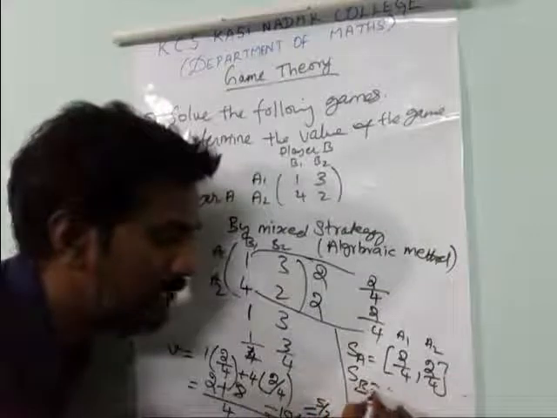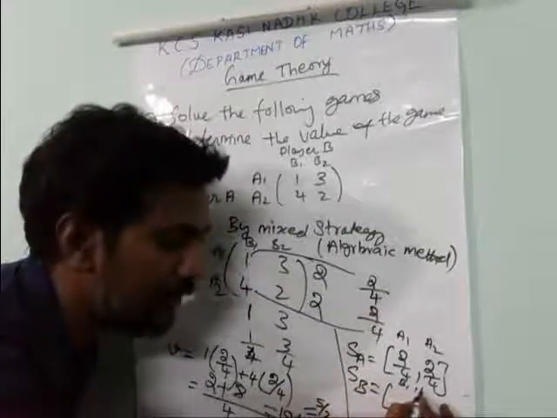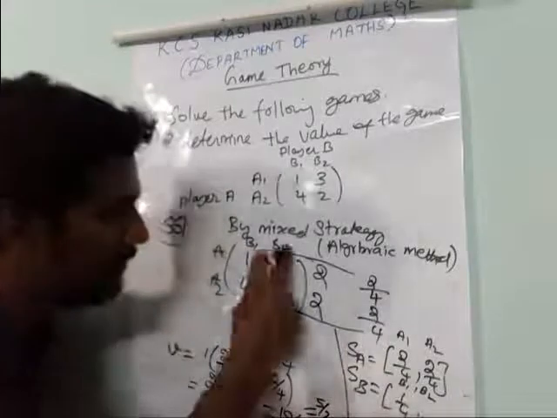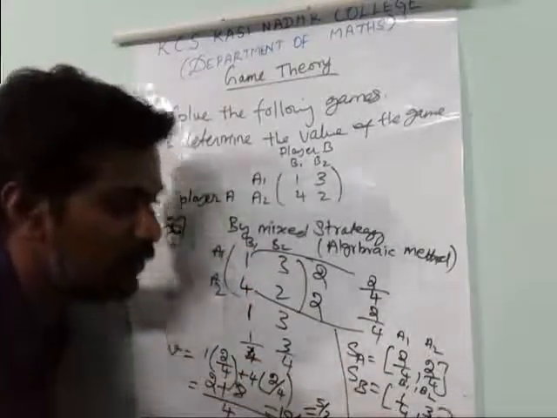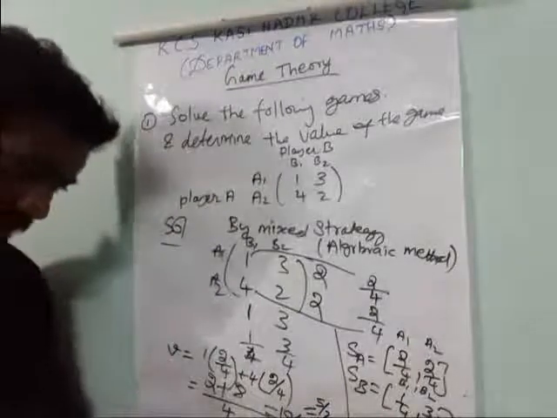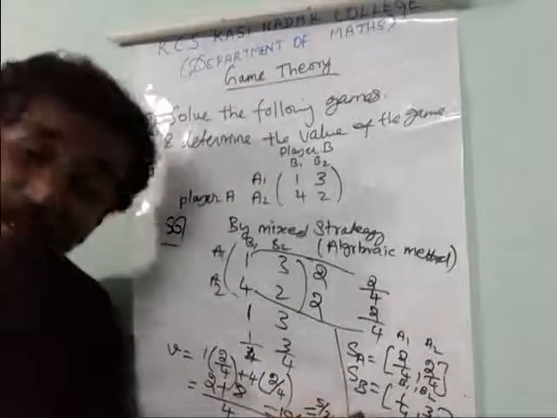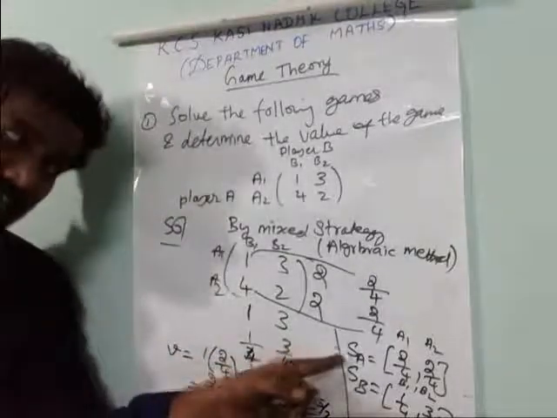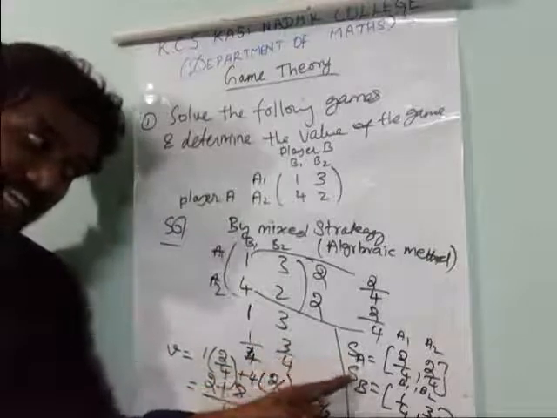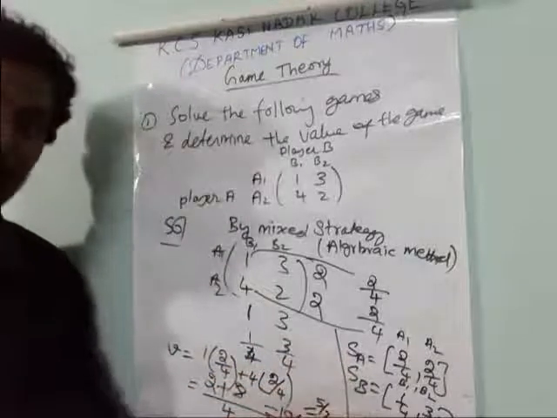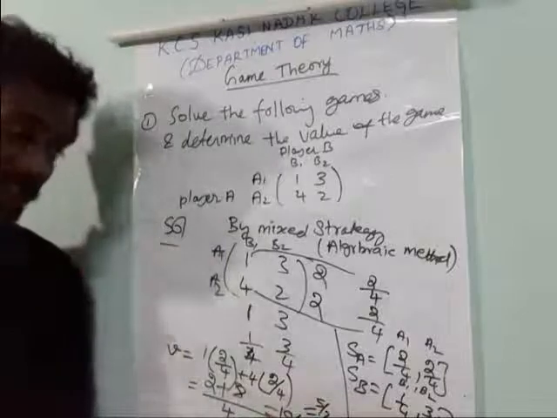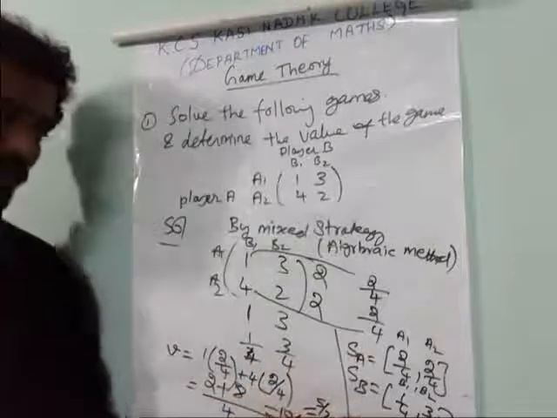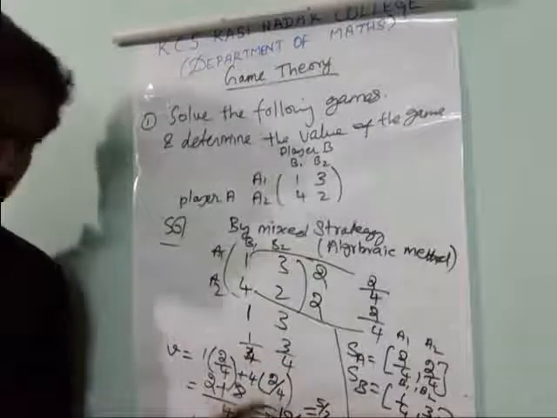Now strategy for player B, that is B1 and B2. The corresponding B1 is 1 by 4, comma, and B2 is 3 by 4. Okay, so after writing the value of the game, you write SA, SB. Don't write saddle point here. Whenever it is a mixed strategy problem, you write the V value. After that, SA and SB, the strategy for player A and strategy for player B. Don't write saddle point equal to. That is a pure strategy only, which has a saddle point. This is mixed strategy. Our answer is strategy for SA and SB. I hope you understand this concept.